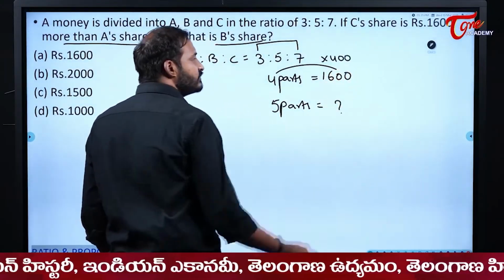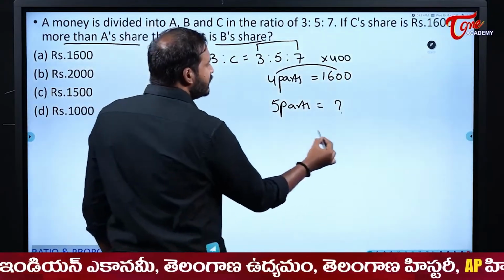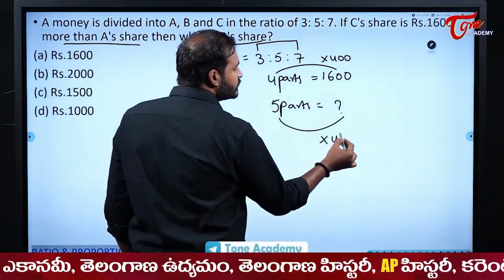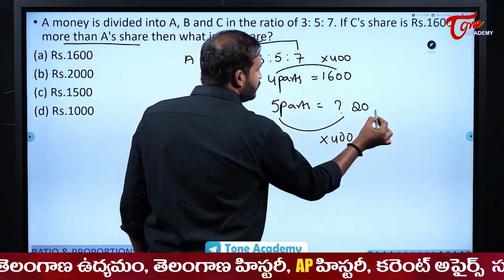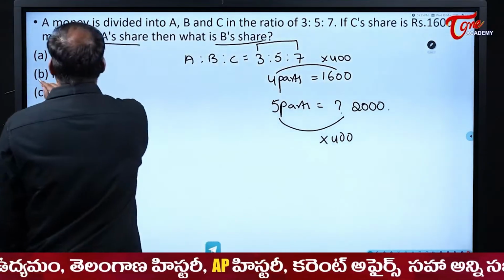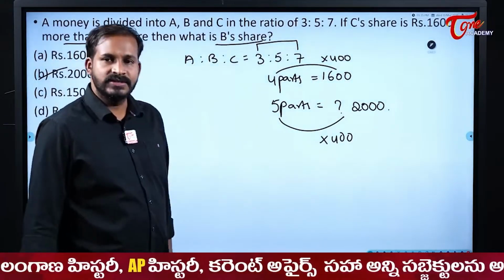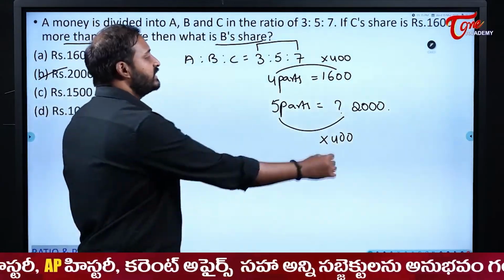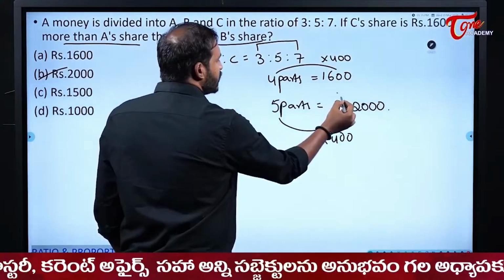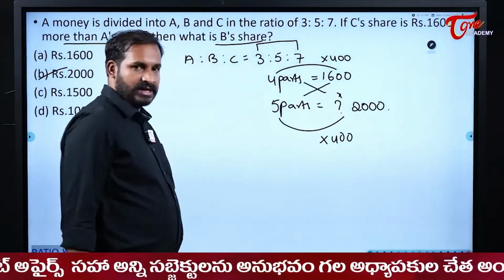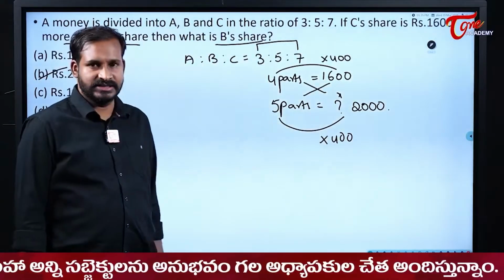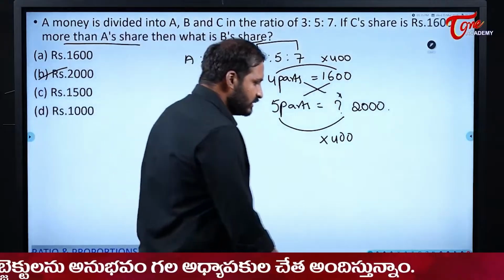4 into 400 is what? 1600. Similarly, 5 into 400 becomes what for me here? 2000. So B's share will become 2000. If you observe it, well and good. If not, take this as x and cross multiply it, and find the value of x. You will get the same answer. Okay. Next one.